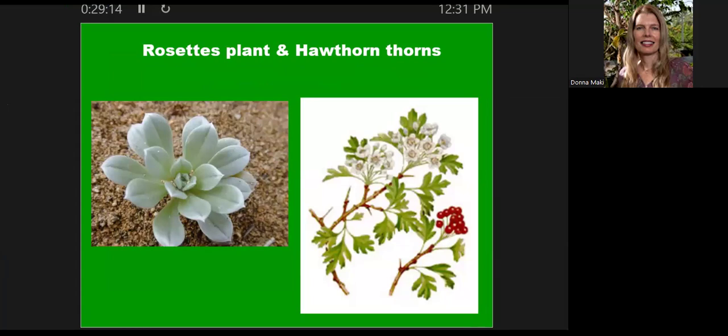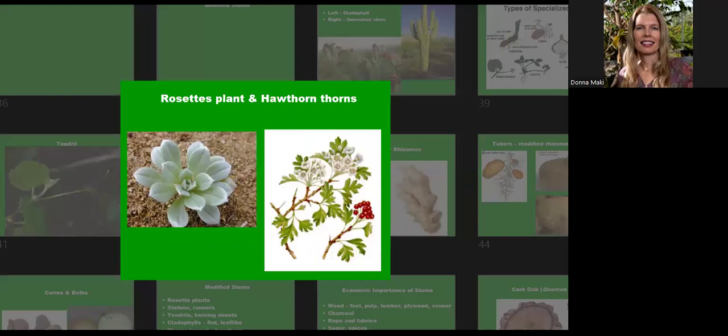Some other modified stems, so rosette plants. When you see a plant where the leaves are attached to a very short stem, they call those rosette plants. The stems have been modified to be very, very short. Some stem tissue will form into thorns. And then we're going to talk about thorns versus spines, because when we get into leaves, we'll talk about spines. But so you have thorns for protection.